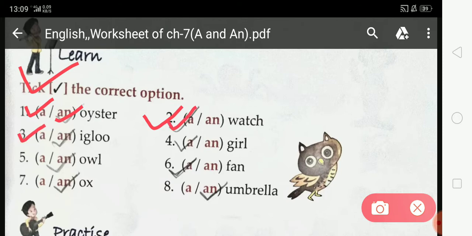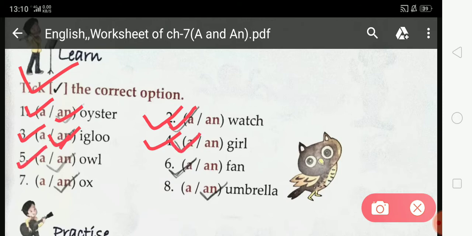Now come on third, igloo. In igloo, I is the vowel, so we add AN before igloo. So here we have to take AN. Now come on fourth, girl. In girl, G is the consonant, so we add A before girl. So you have to take A.